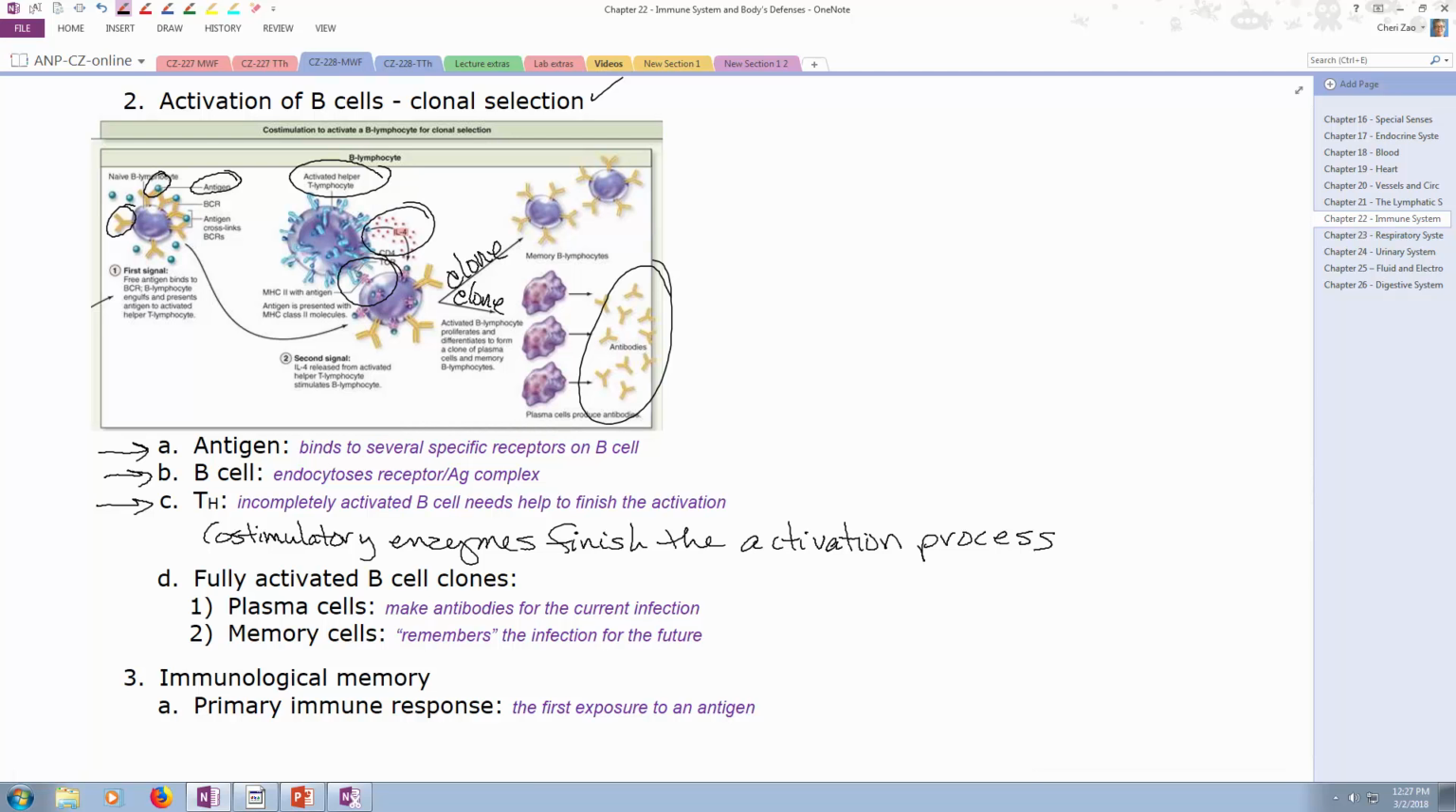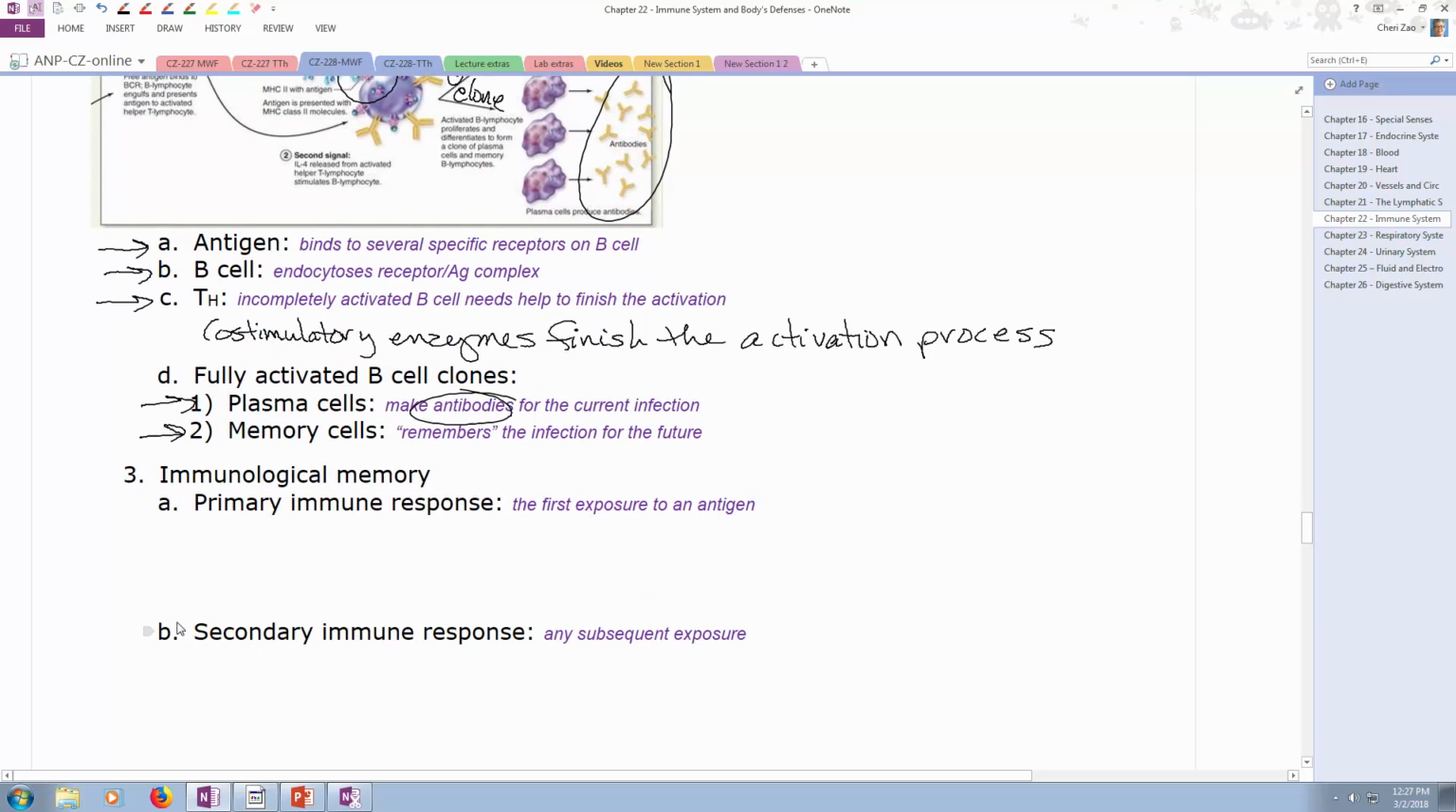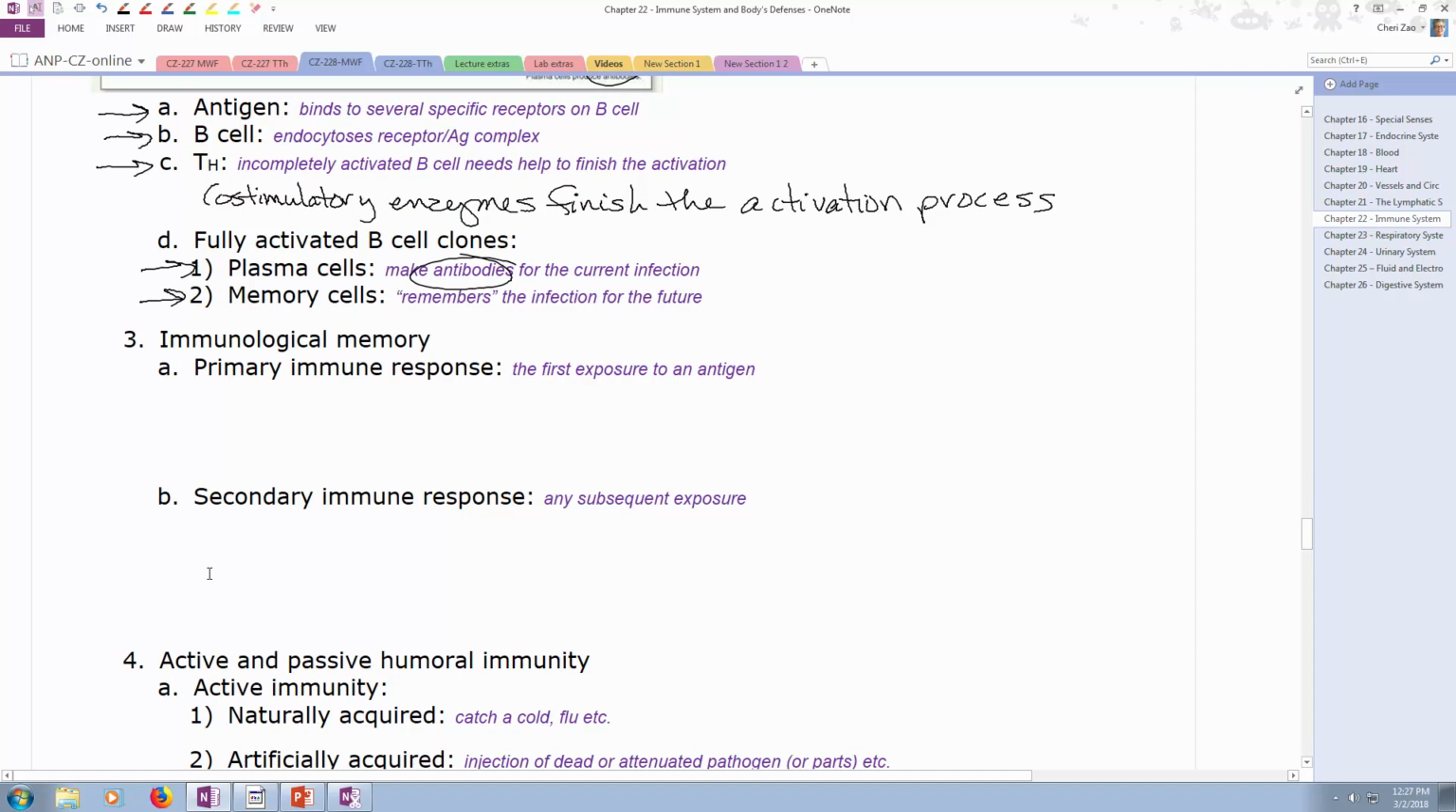Our fully activated B cells will make plasma cells that make antibodies and will make a subset of memory cells that are designed to remember the infection for their future. So those guys are in reserves. Let's talk about primary and secondary immune response, this immunological memory story.